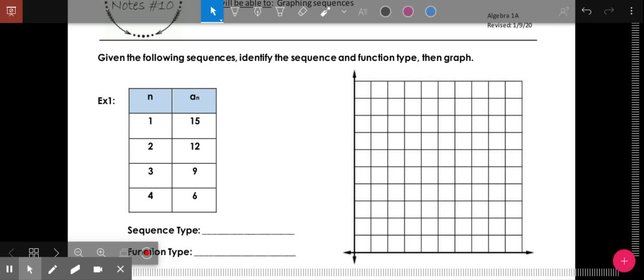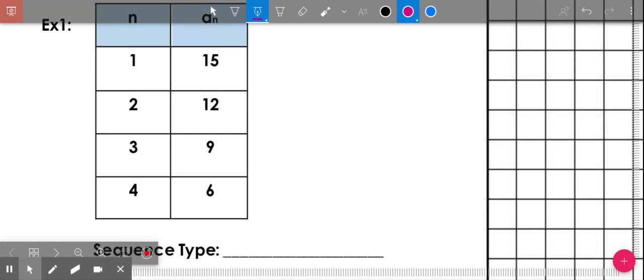And then graph them. Looking at this, I actually want us to graph them first and then kind of talk about the pieces. So we're going to graph them first. We first need to decide what type of sequence it is so that we can set up our graph correctly.